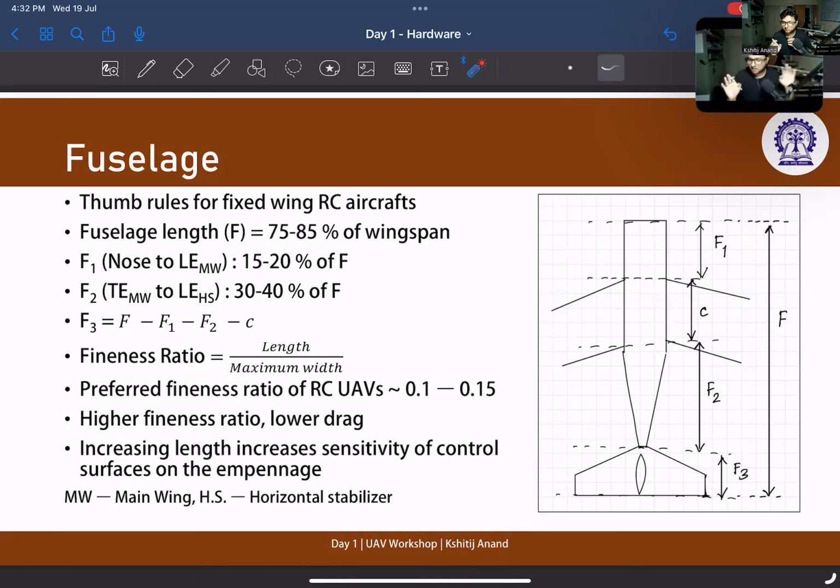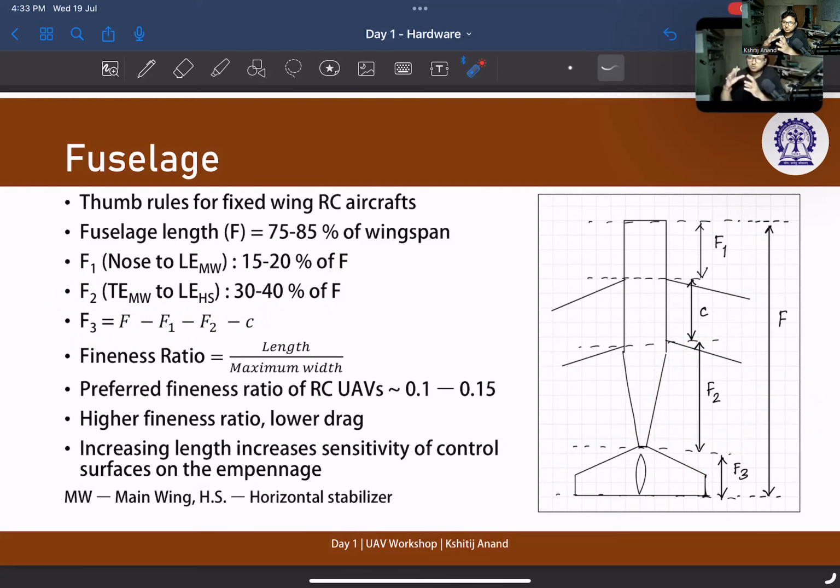Don't worry about it. Once you have the wingspan completely ready, the fuselage is going to be 75 to 85% of the wingspan. Then F1, from the nose to the leading edge of the main wing, is going to be 15 to 20% of the whole fuselage length. So you get the fuselage length from the wingspan, you get the first part from the full fuselage length, then you get F2 as 30 to 40% of F. And then F3 is obviously the full fuselage length minus F1 minus F2 minus the chord length. So this is going to be your whole fuselage length.